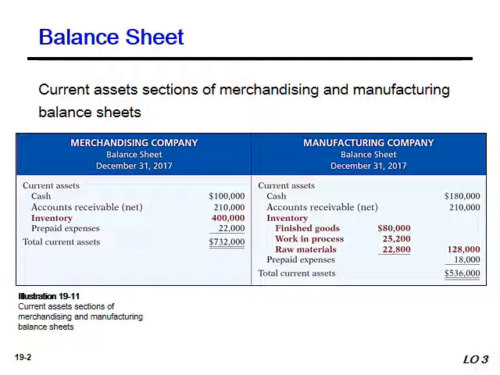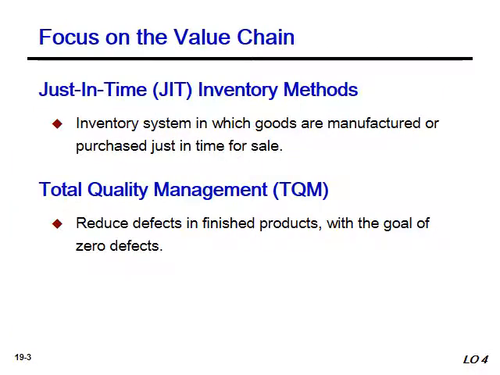So merchandising, you have just that inventory account. Manufacturing company, you'll have inventory, and then underneath of it you have the three accounts. Those three accounts added together give you the balance for inventory, and they are still a current asset.